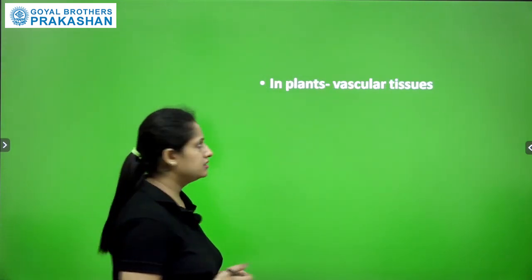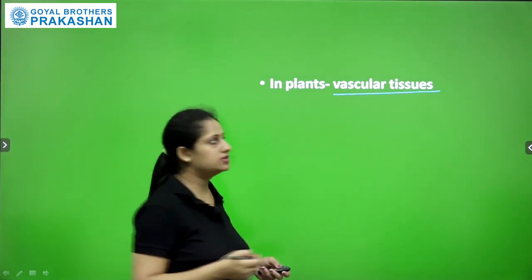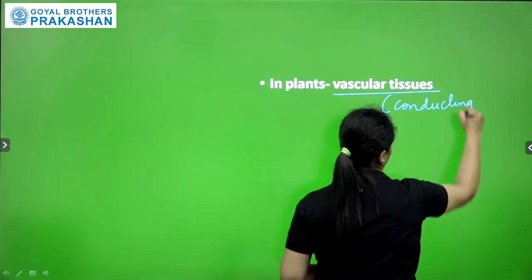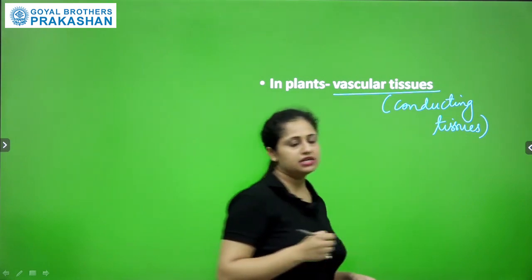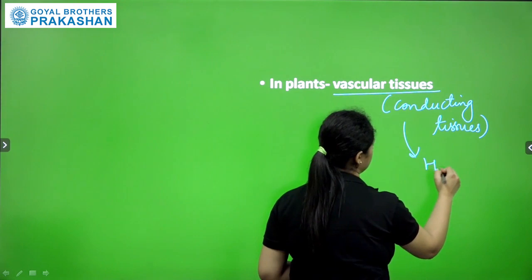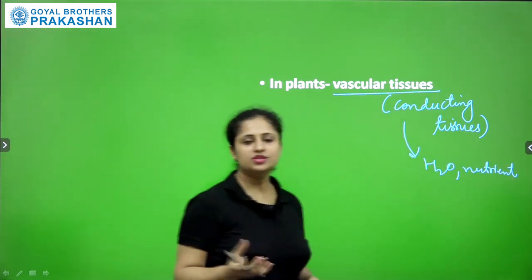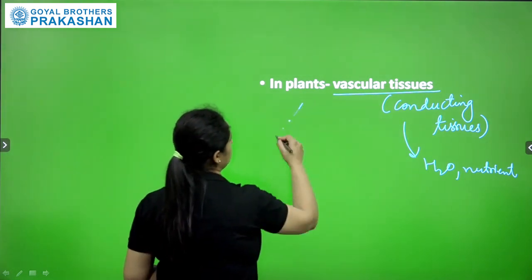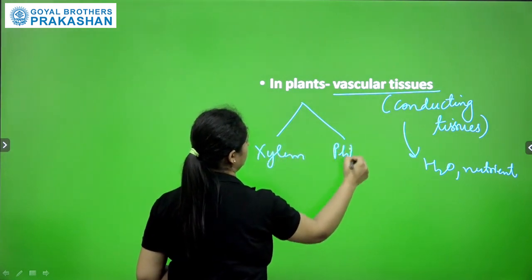Now, come to plants. In plants, there are vascular tissues. Vascular tissues are also known as conducting tissues. They are known as conducting tissues because they conduct various types of nutrients and water in the plant from the soil. So vascular tissues or conducting tissues are xylem and phloem.